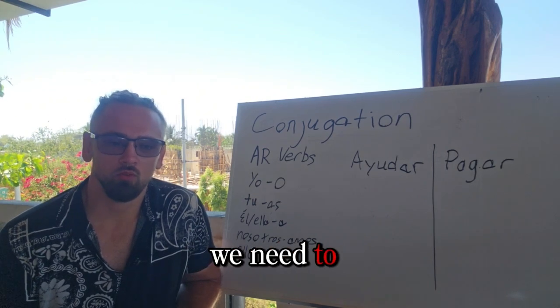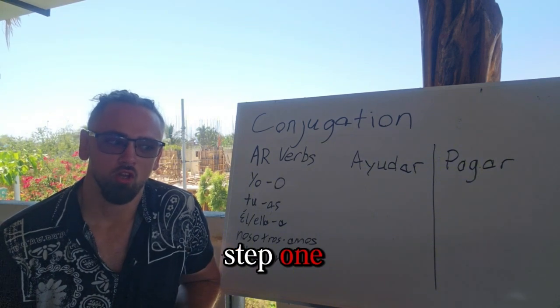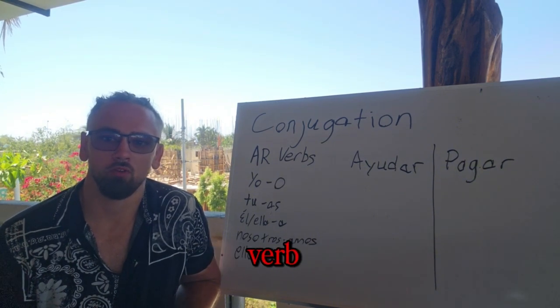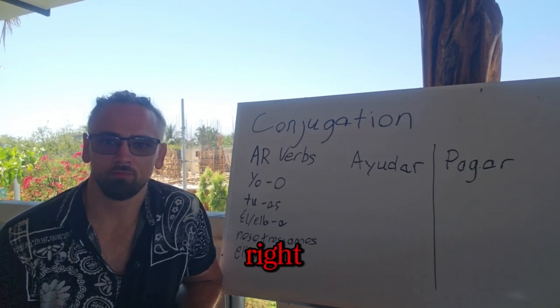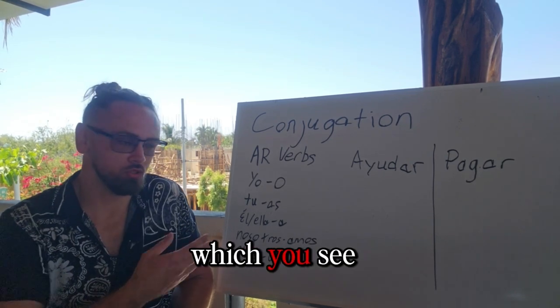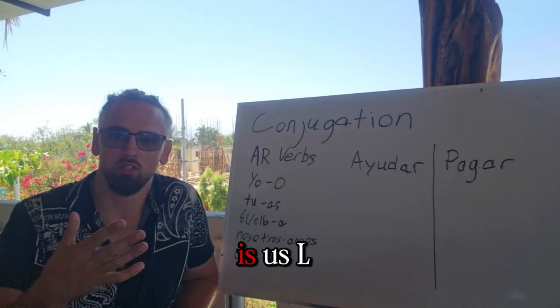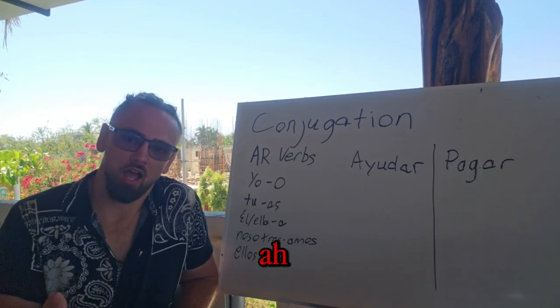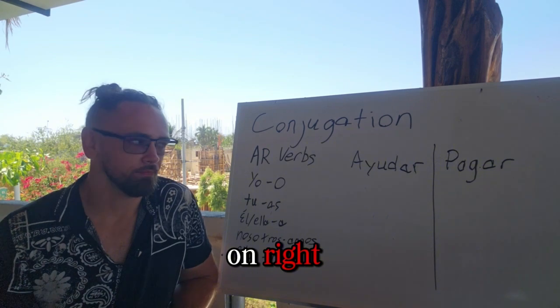And then when we need to conjugate them, when we need to change them, we're going to have to get rid of that, because that is step one. We are going to remove that AR from the verb. That's going to leave us with something called the base or the stem, right? After this, we're going to add our endings, which you see written here, and you see them on your slides. Yo is o, tú is as, él or ella is a, nosotros is amos, and ellos is an, right?